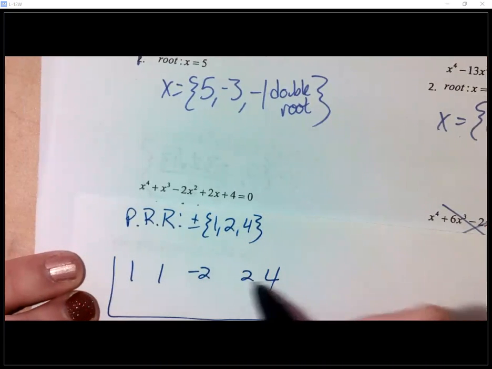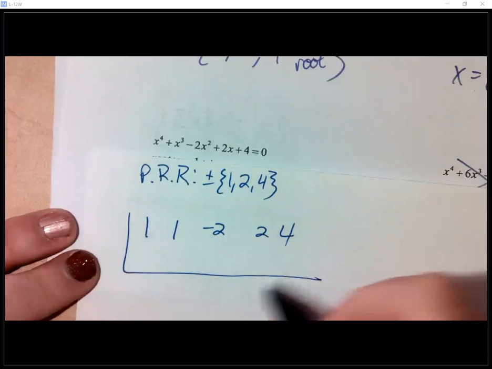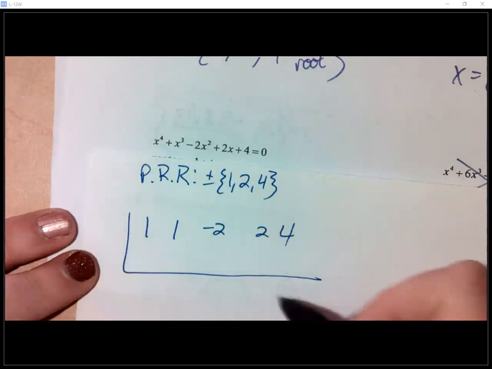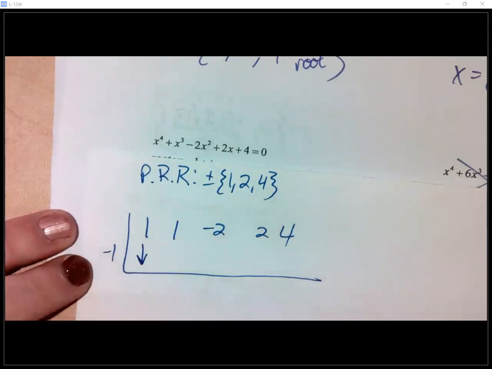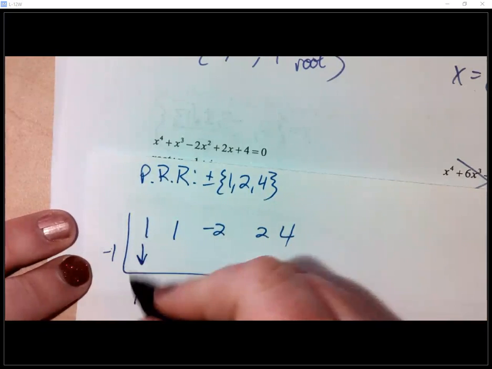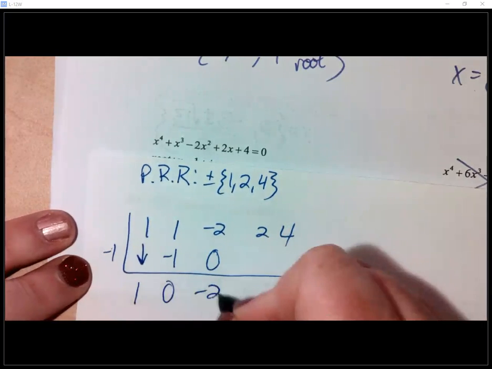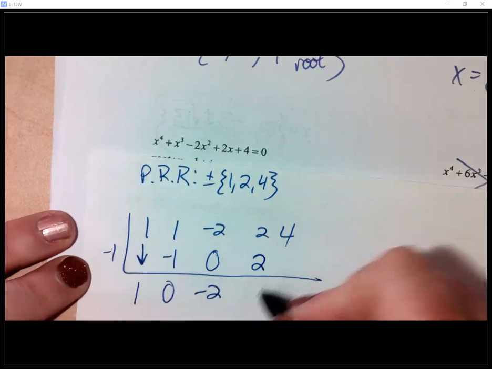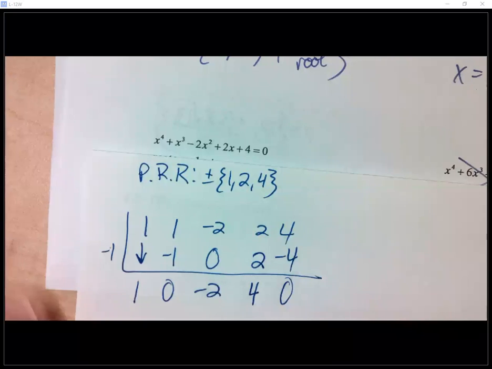So I would plug in 1 and do it out. I'm looking to get a remainder of 0, right? I already know it doesn't work, so I'm going to cheat a little bit and say I tried 1, it didn't work. Oh, okay, let me try -1. Let's see what happens. Drop down the 1. -1 times 1 is -1. 0, 0, -2, 2, 4, -4. How about that? I get a remainder of 0. That means -1 is one of my answers.